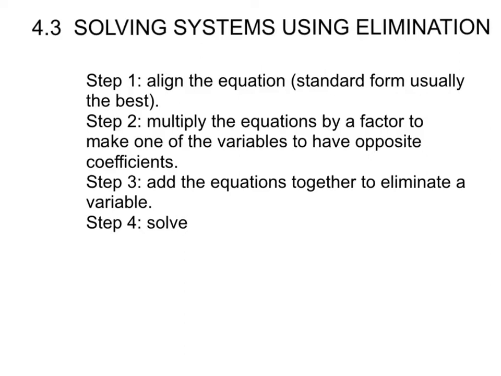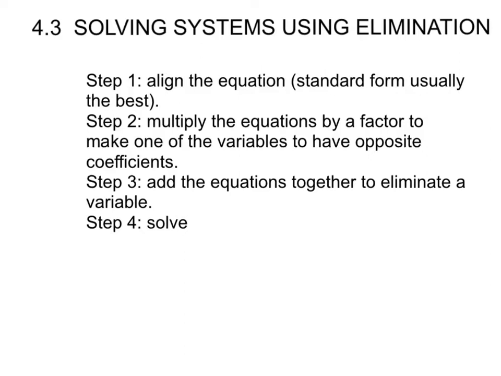Step 2. This is optional. This is not going to happen every time. You want to make sure that you multiply the equation or equations by a factor to make one of the variables have coefficients that are opposites of each other. For example, if one coefficient is 6y, the other one needs to be negative 6y. If one is negative 3y, the other needs to be positive 3y. You want them to have opposite coefficients so they are eliminated.